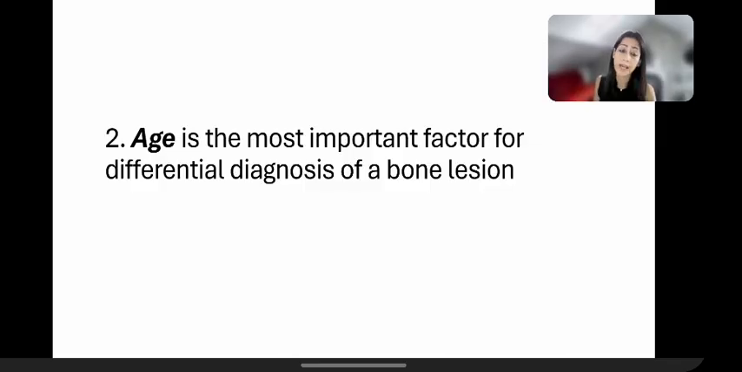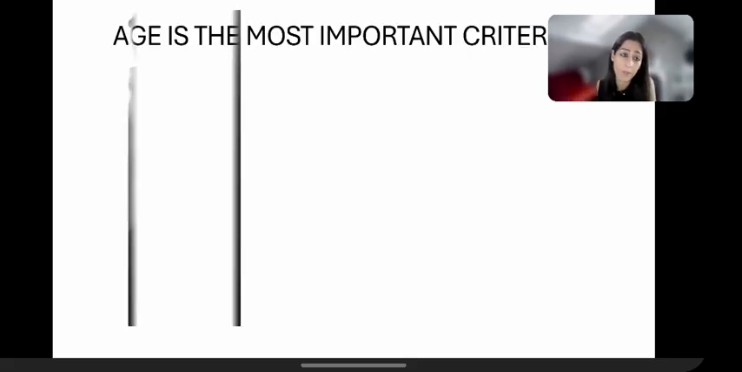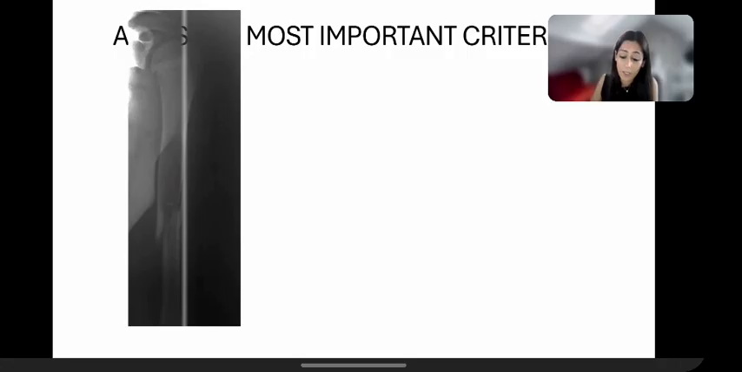So, okay, we have the plain radiograph. Now we have to analyze the plain radiograph, right? But before you go to that point, age is the single most important determinant for reaching a list of differential diagnoses for a bone lesion. Even before you start analyzing how the lesion looks, you need to know the age of the patient. That is one most important thing.